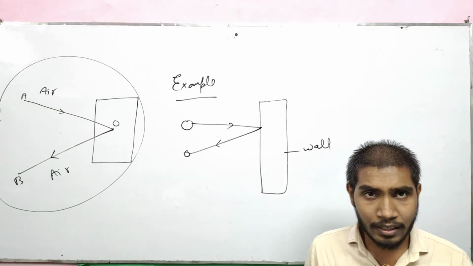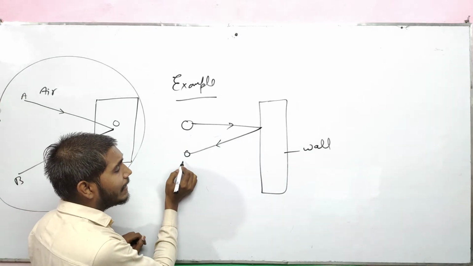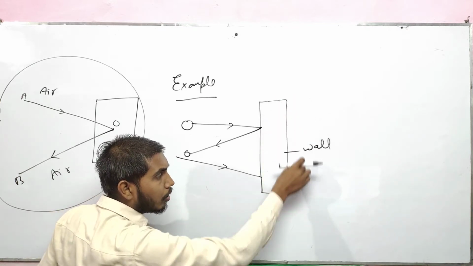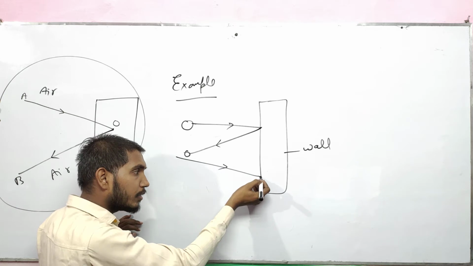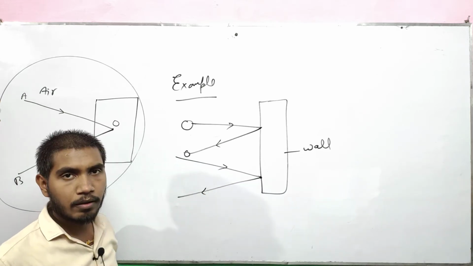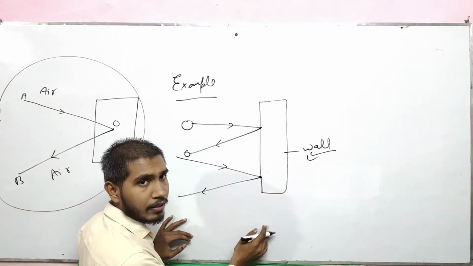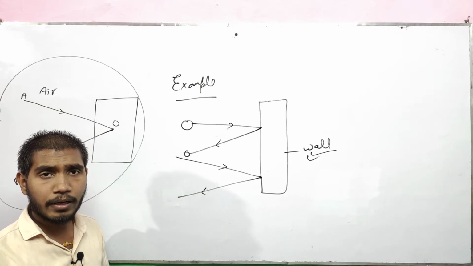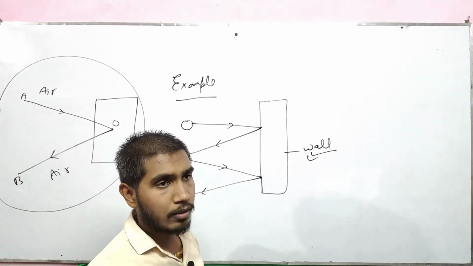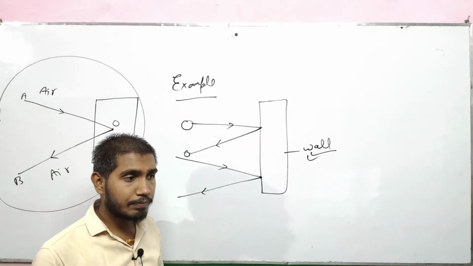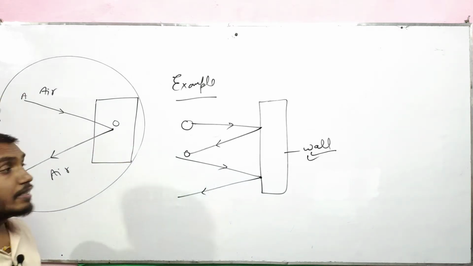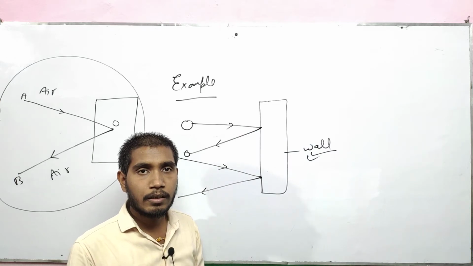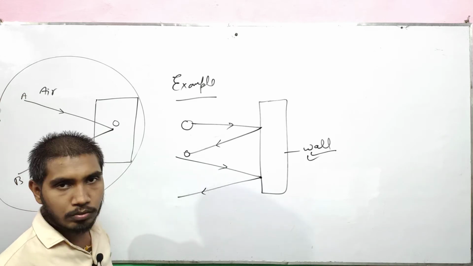In the same way, if a light ray strikes on the wall, the wall sends it back, bounces it. So we say the wall, the body, reflects the light. Some bodies reflect the maximum amount of light, and some bodies, walls or objects, reflect less amount of light in comparison to another object.